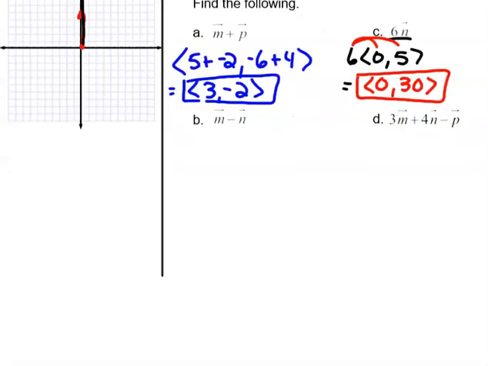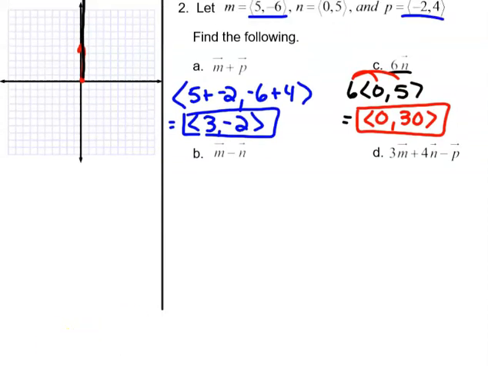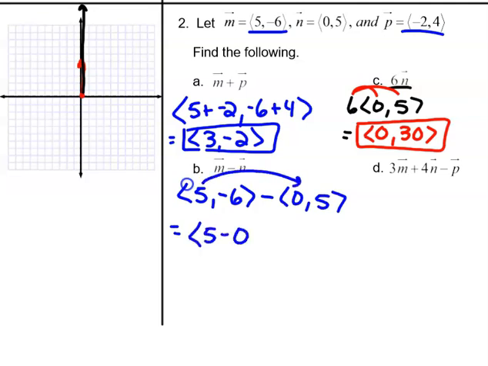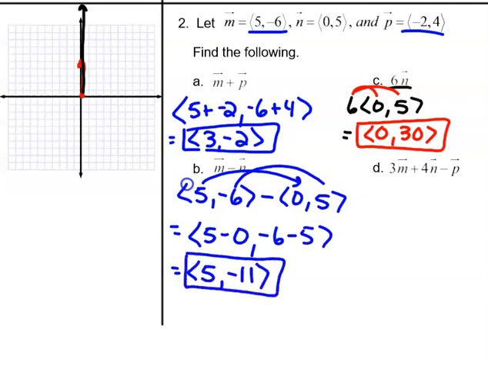Okay, m minus n. We should be able to pull it up so we can see the vectors there. Okay, so this is m, and this is n. So I'm going to go 5 minus 0. I have to do it in that order. 5 minus 0, negative 6 minus 5. And I end up with 5, negative 11. Okay, so when we subtract, we just have to be careful that we do it in the correct order.